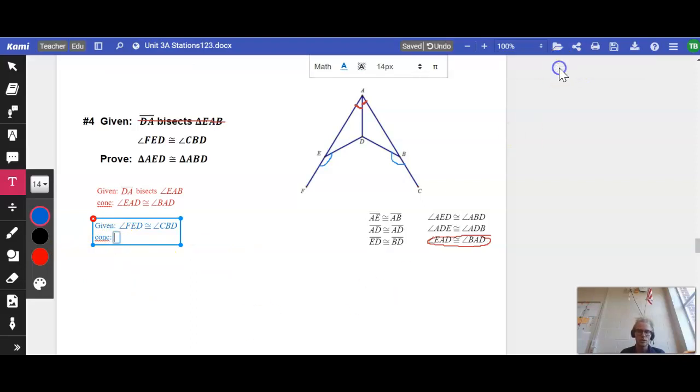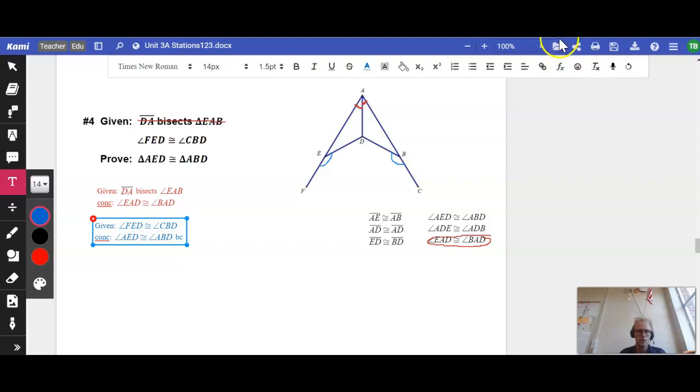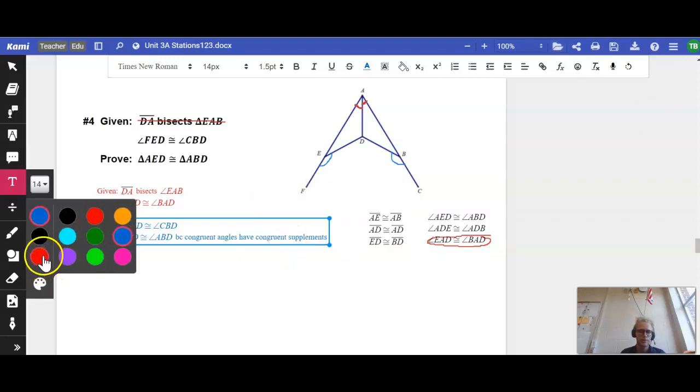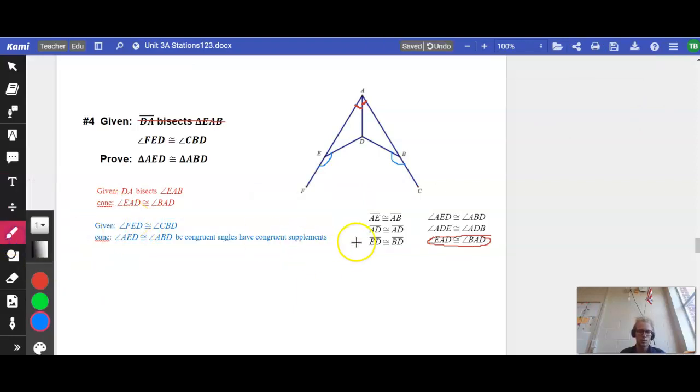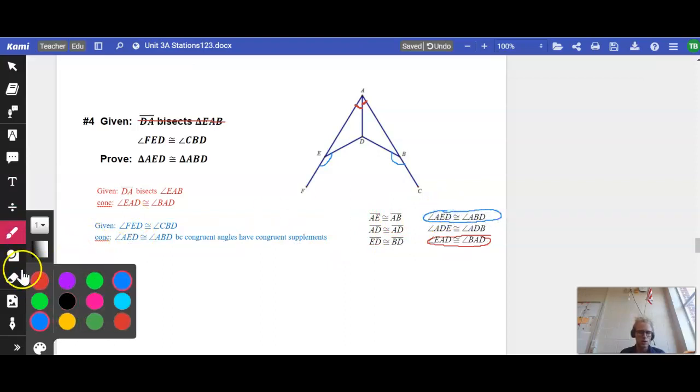Conclusion is AED is congruent to angle ABD because congruent angles have congruent supplements. Sweet. Alrighty, now I've got two things down, one thing to go. So that was this one. Alrighty, on to the next one.